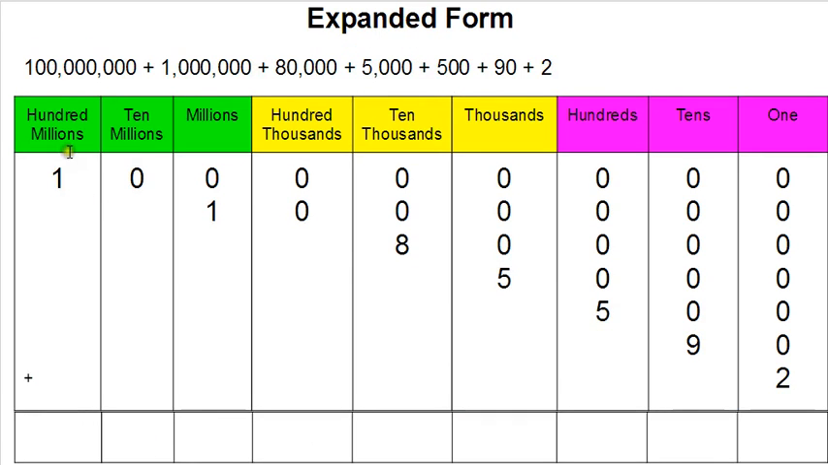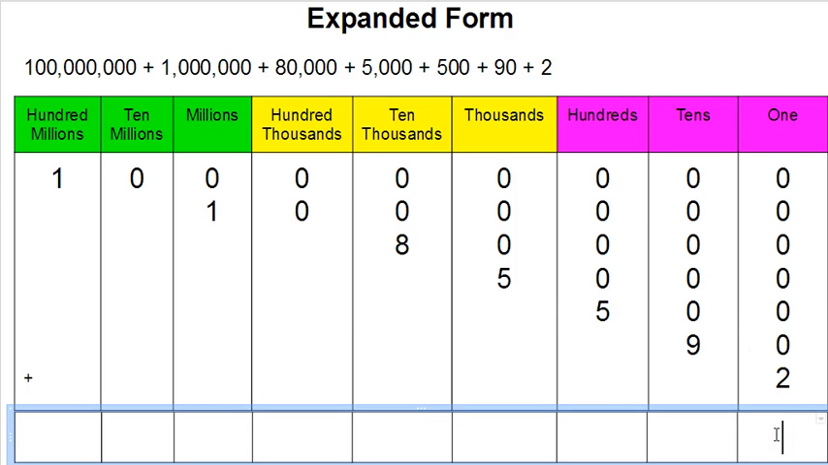Okay? So I have one more where it's 100 million plus 1 million plus 80,000 plus 5,000 plus 500 plus 90 plus 2. Now as you see, I'm not going to have a digit in all of these places here. So I have 100 million, so 1 in the 100 millions place and zeros. 1 million. So I don't have anything in this 10 millions. I don't need it. Then 80,000. Then my next number is 5,000. Then 500, 5 in the hundreds place. Then 90. Then 2.